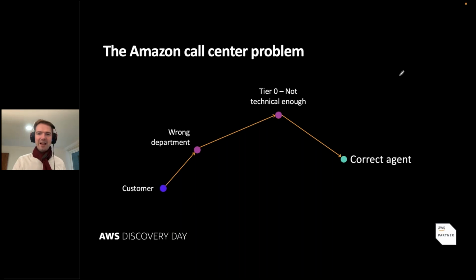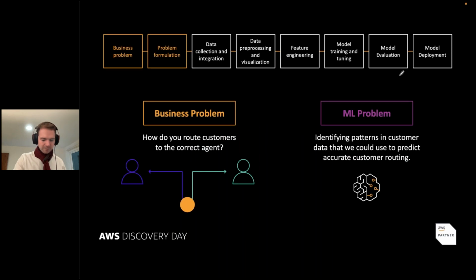So essentially, Amazon tried to use machine learning to predict how to connect the calling customers to the agent with the relevant skills as quickly as possible. So the business problem was routing the customers to the correct agent, as we said. So here we've got our machine learning pipeline. We should always start our machine learning pipeline with a business problem. So our business problem: hey, we need to connect our customer to the correct agent as quickly as possible.